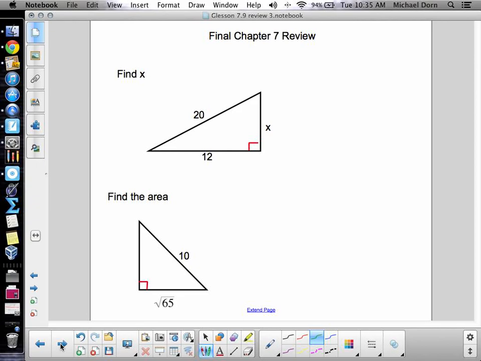Look at the picture. What do I know? I know two sides of a right triangle. What's the easiest way to find the third side if I know two sides? Pythagorean theorem. x squared plus 12 squared equals 20 squared.